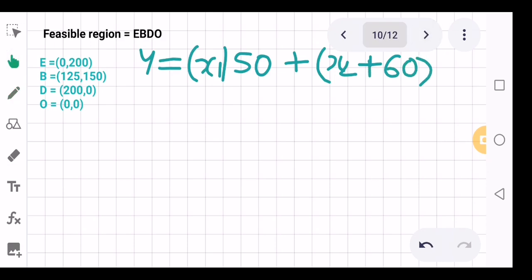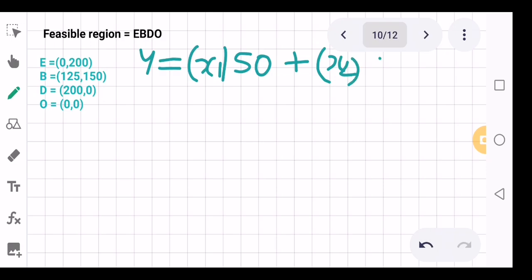What is my mission? Y is your total profit. I want my profit to be as maximum as possible. If we all would want like that, right? We want our profits to be as maximum as possible.